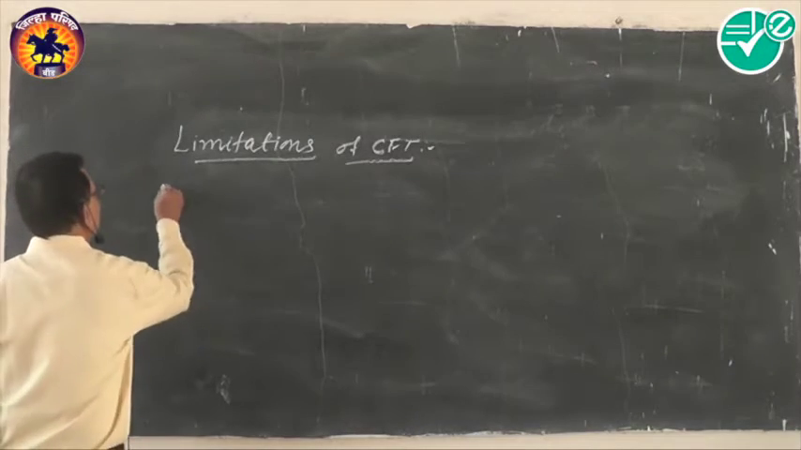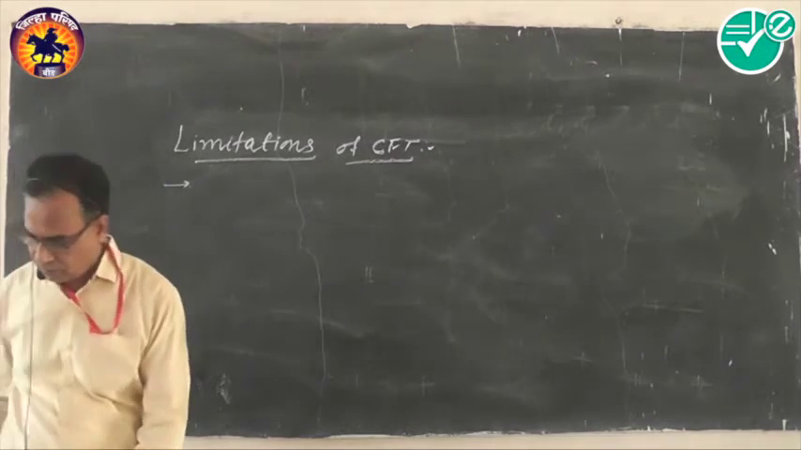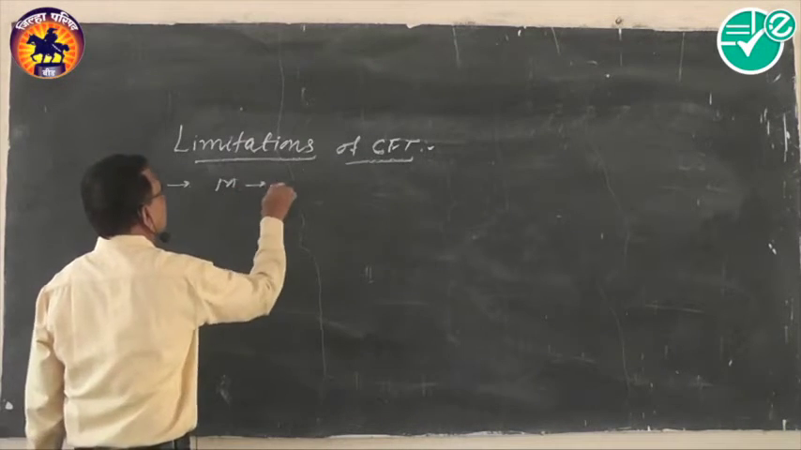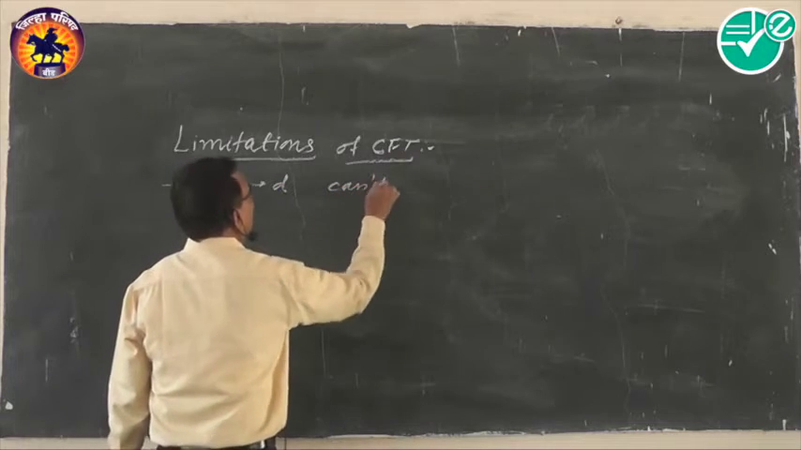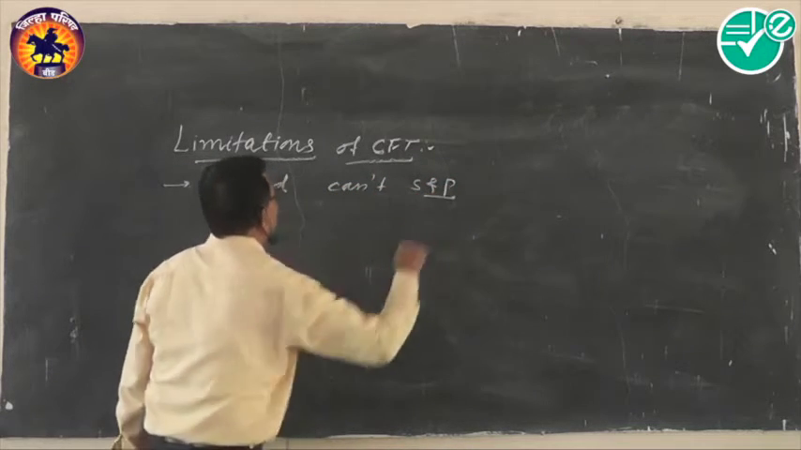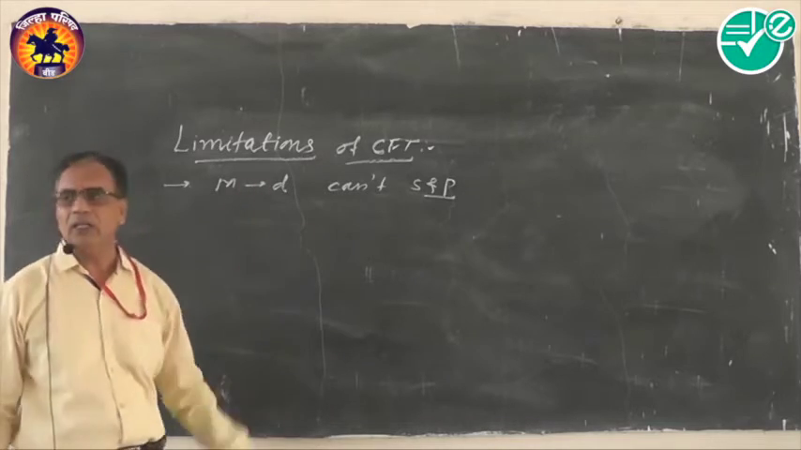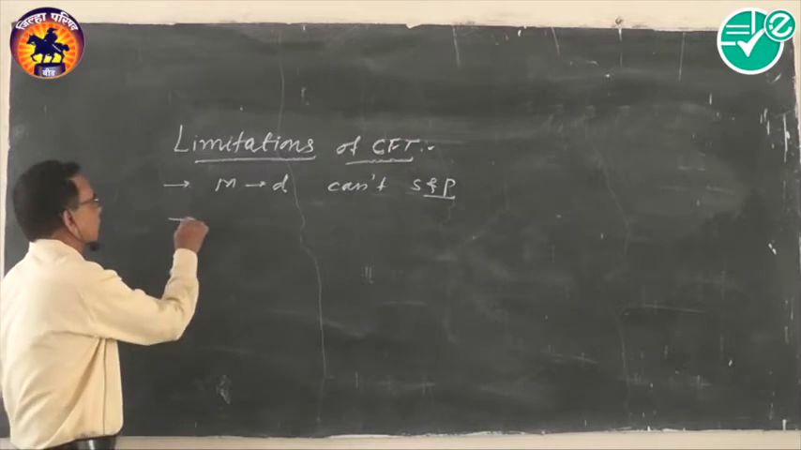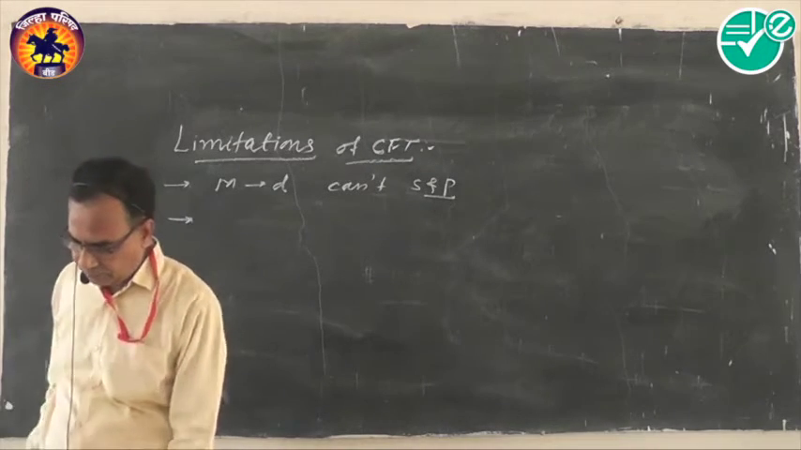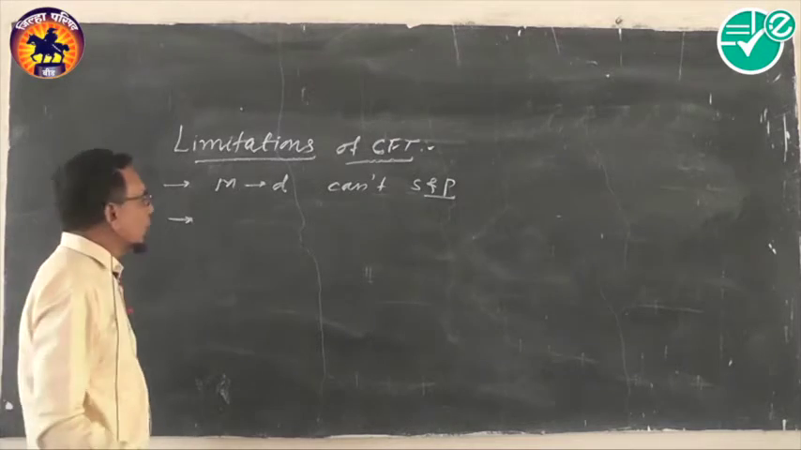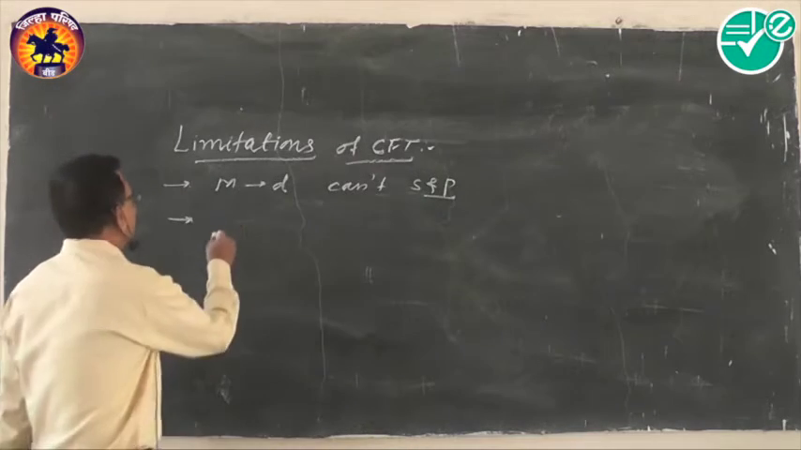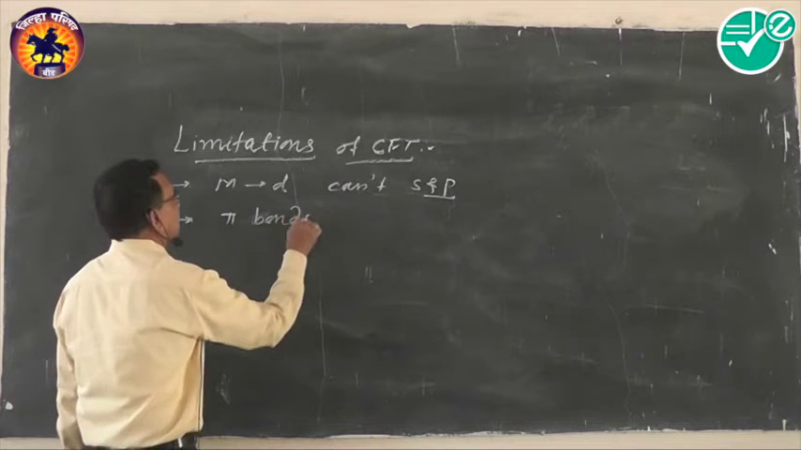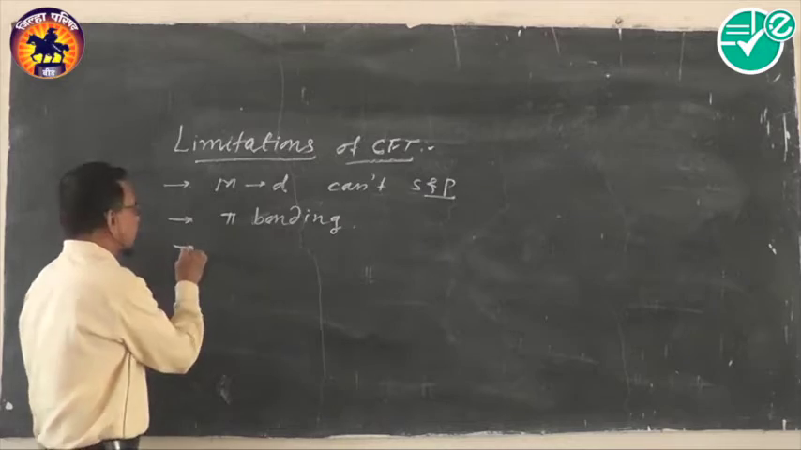First, CFT explains only the central metal ions with d orbitals, but it cannot explain anything about s and p orbitals. Second, this theory cannot explain pi bonding in complexes.